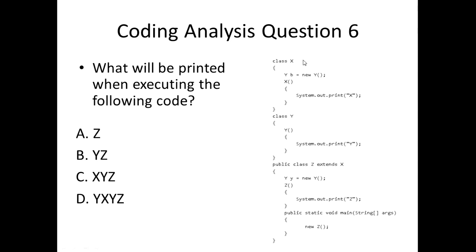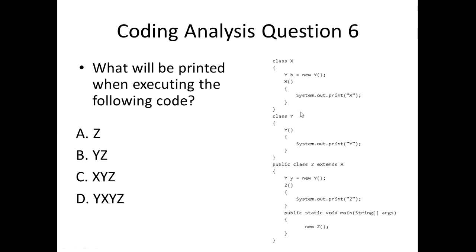As you can see, we have class X. And inside class X, we're pretty much just creating a new instance of Y. And then inside the constructor, we're going to be printing out System.out.print X, the value X.